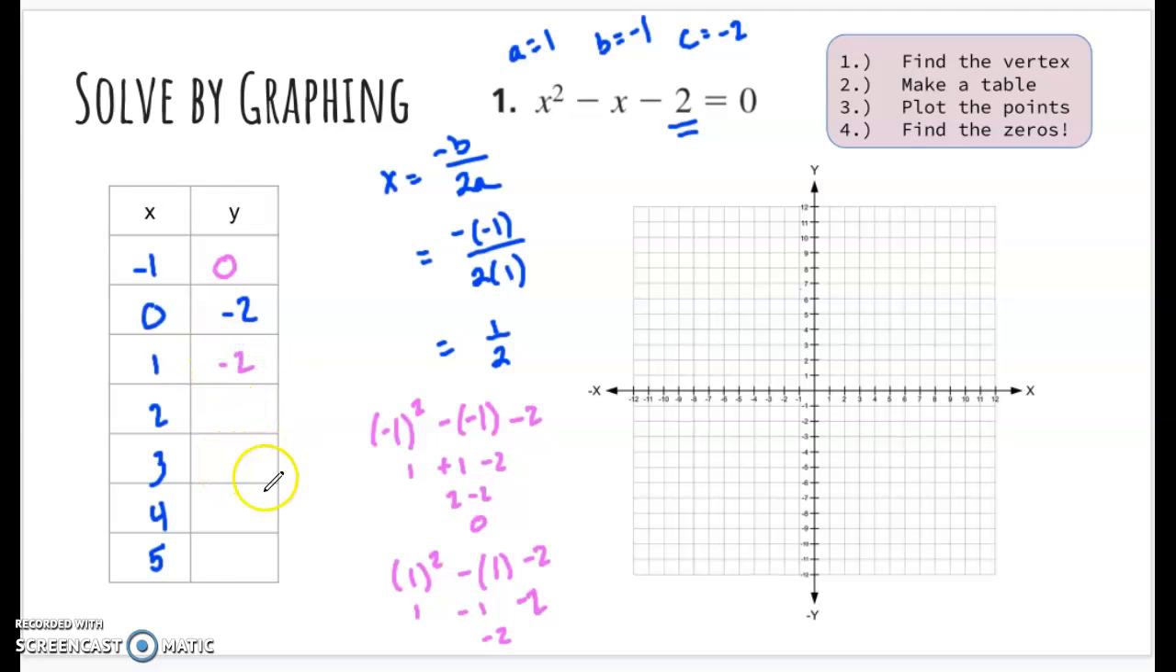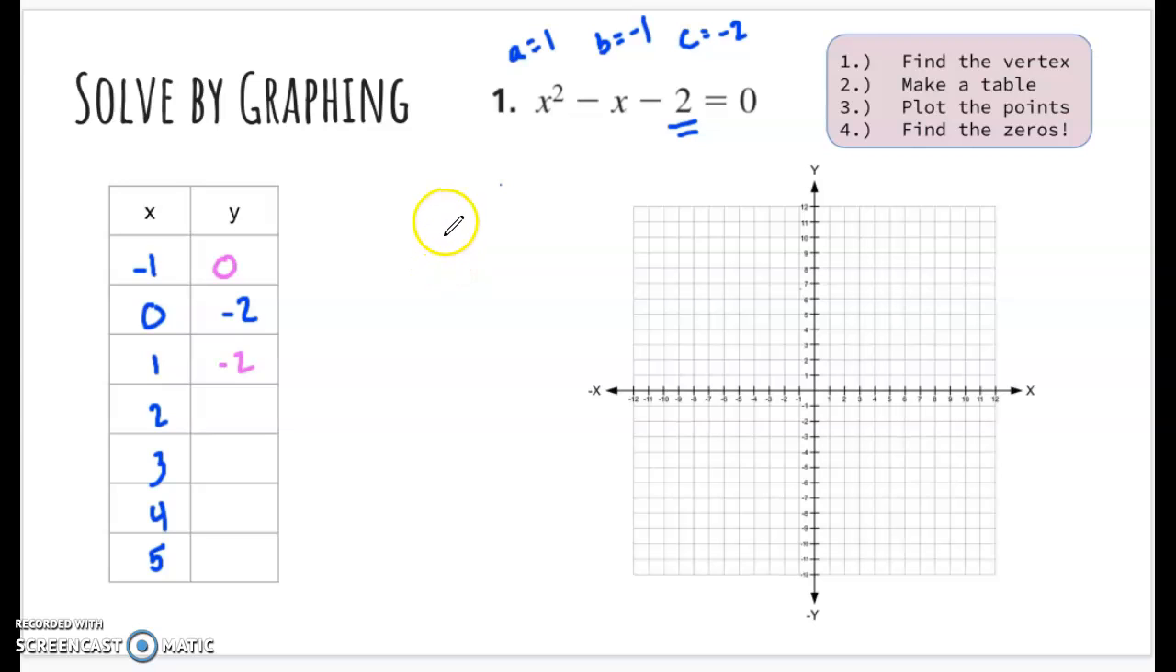Okay. And let's see here. I'm running out of space, so I had to erase. All right, now I'm going to plug in my 2. So I've got 2 squared minus 2 minus 2. 2 squared is 4 minus 2 minus 2. 4 minus 2 is 2. 2 minus 2 is 0. Oh, it looks like I've got another 0. So I actually found my 0. Okay, because I was actually just looking for where my output is equal to 0, and I found that right there.